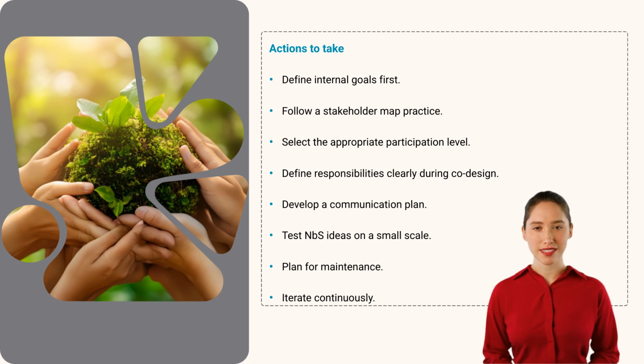During co-design processes, responsibilities should be clearly defined to avoid misunderstandings and conflicts later on. At the same time, a communication plan should be developed to support transparency and ongoing dialogue throughout all project stages. Testing nature-based solutions on a small scale before full implementation is another important action, as it helps reduce risk and refine designs based on real-world feedback. Finally, planning for maintenance should start early, including financing, monitoring roles, and accountability structures, and governance arrangements should be reviewed and adapted continuously as the project evolves.